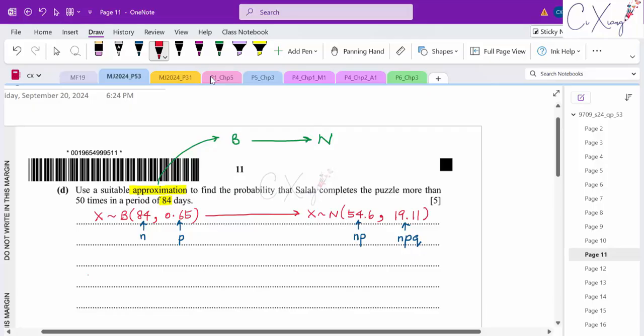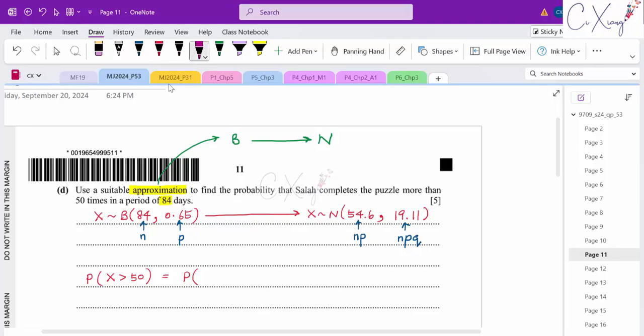Alright, and then they want us to calculate the probability of solving the puzzle more than, which means no equal sign, greater than 50 times. So we write 50. When you are changing binomial to normal, right? Because binomial is a discrete random variable and the normal is a continuous random variable. Therefore, before you calculate the probability, you need to make some adjustment to the variable.